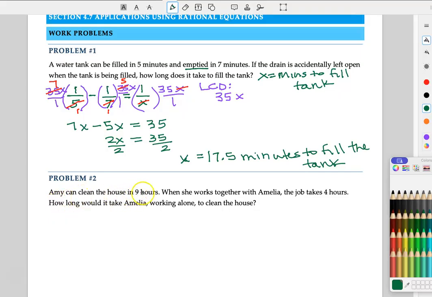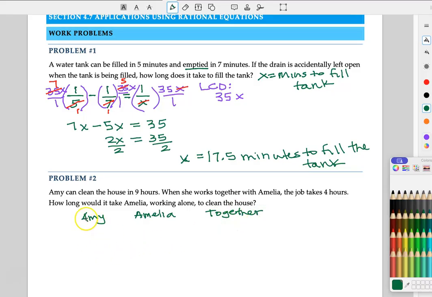Amy can clean the house in 9 hours. When she works together with Amelia, the job takes 4 hours. How long will it take Amelia working alone to clean the house? All right, so let's write some stuff up here. I'm going to put Amy, and then I'll put Amelia, and then together.